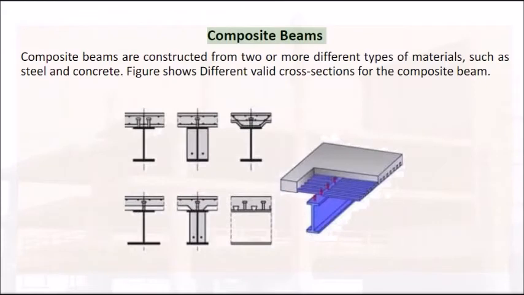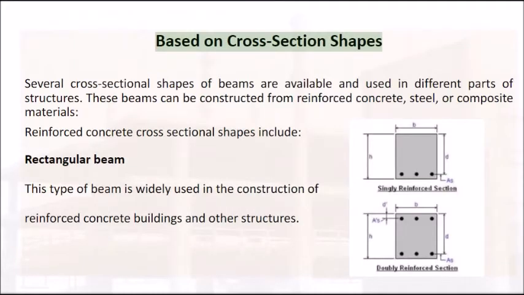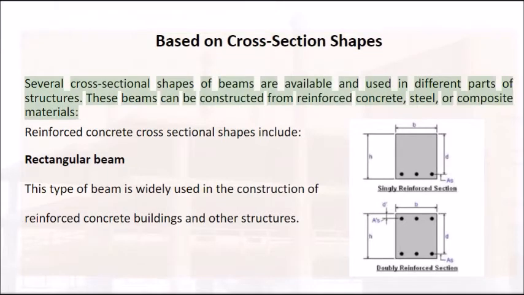Composite beams. Composite beams are constructed from two or more different types of materials, such as steel and concrete. The figure shows different valid cross-sections for the composite beam. Based on cross-section shapes. Several cross-sectional shapes of beams are available and used in different parts of structures. These beams can be constructed from reinforced concrete, steel, or composite materials.